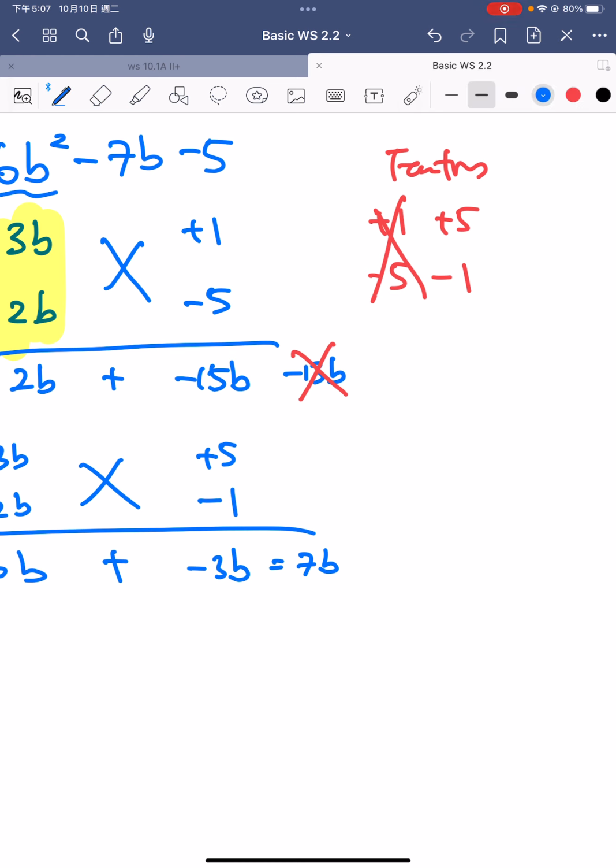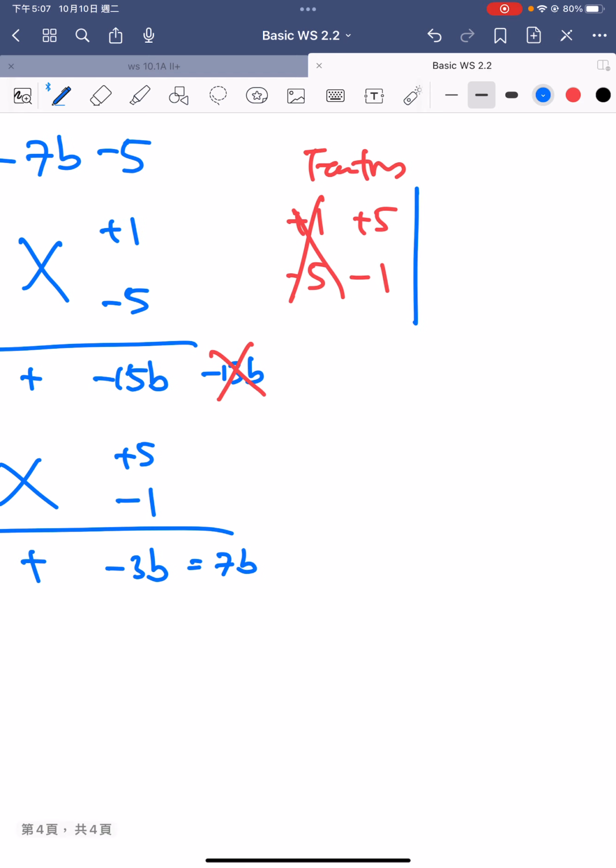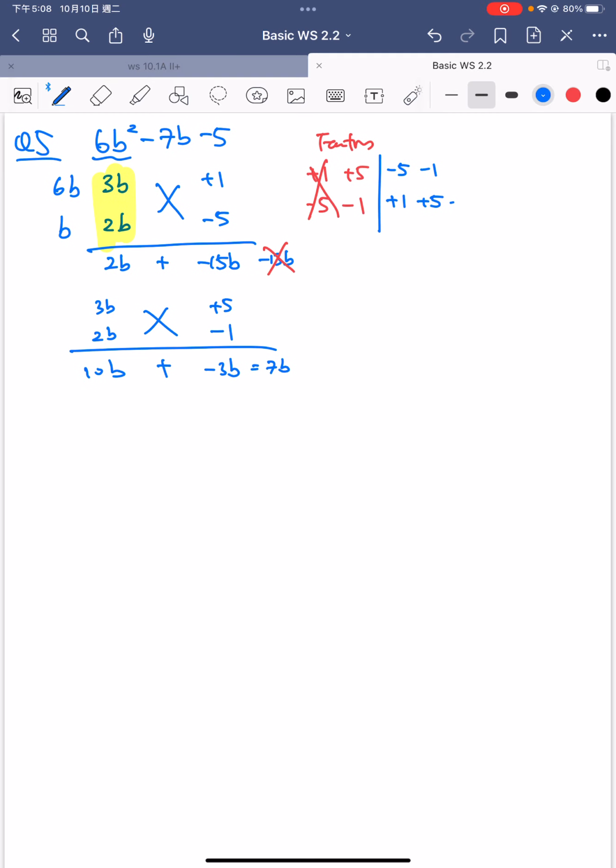So now we can say we still have two more factors, which is negative 5, positive 1, and negative 1 together with the positive 5. So we can still try these four factors. This is the first trial, this is the second trial. Now we're going to do the third trial. The second one is wrong as well.